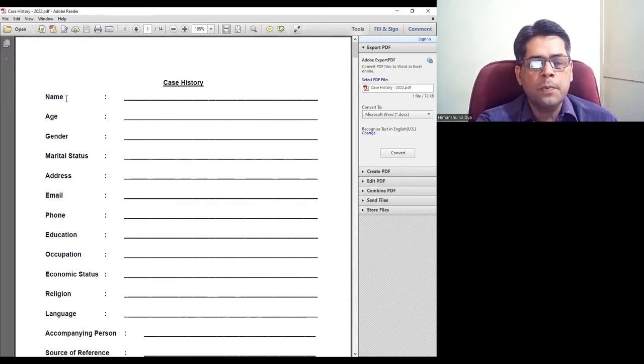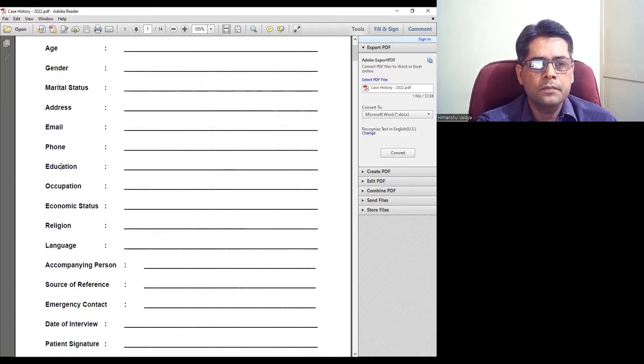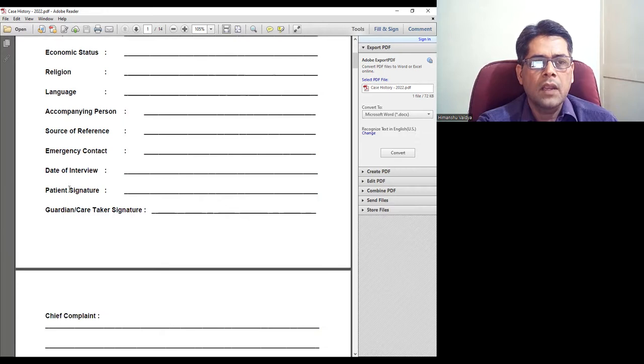So this is the first part of the case history. The first page is the personal information of the client. So the first part of the case history form is personal information: name, age, gender, and so on. We take the signature of the patient and the signature of the caretaker or guardian.